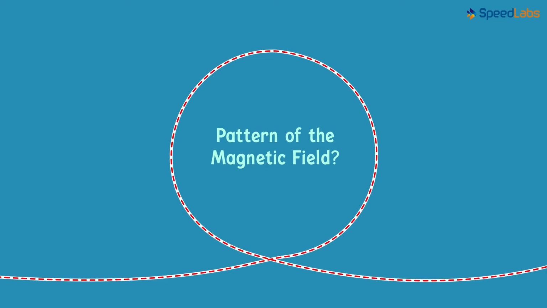But what if I bend this wire in the form of a circular loop? When we pass current through it, what will be the pattern of the magnetic field? Move on to our next video to find out more.